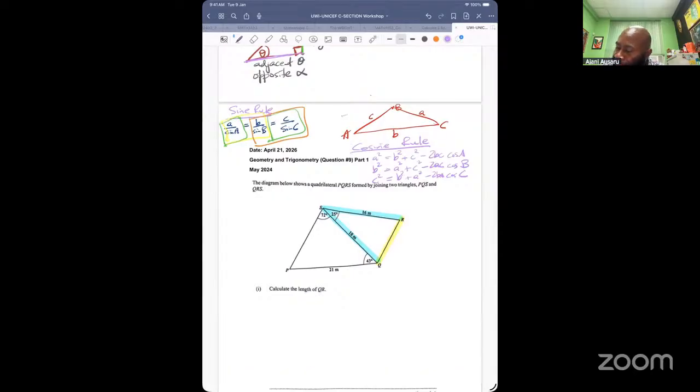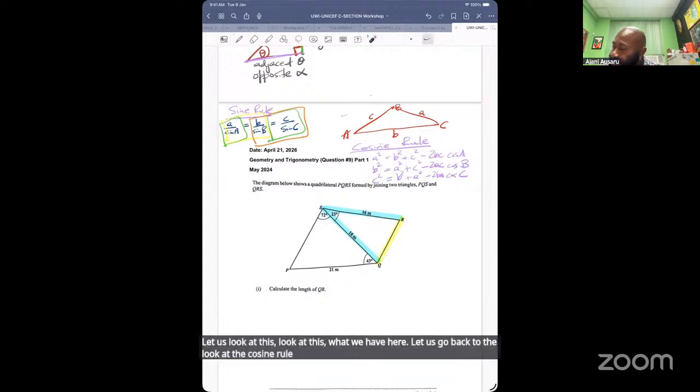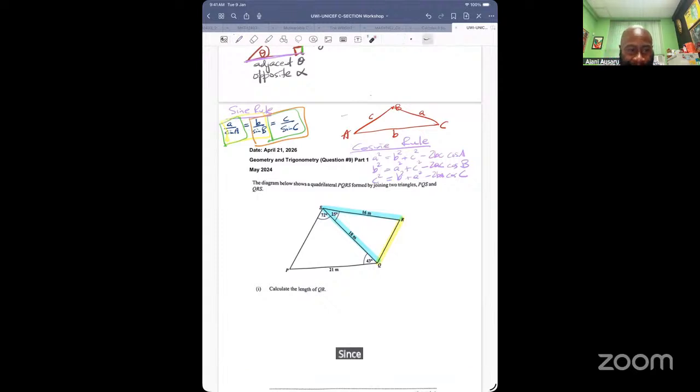Depending on what you want to find. So notice now, let us look at this. Let us go back to look at the cosine rule as an example. Since you guys correctly said, sir, in this question, we're going to use the cosine rule. But let us look at why. Let us try to understand why.